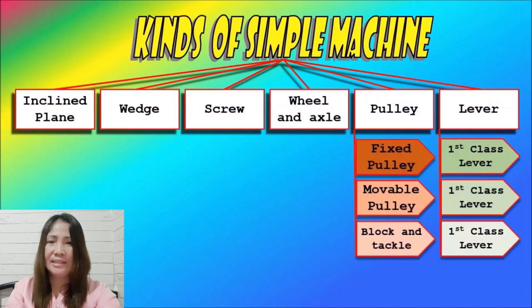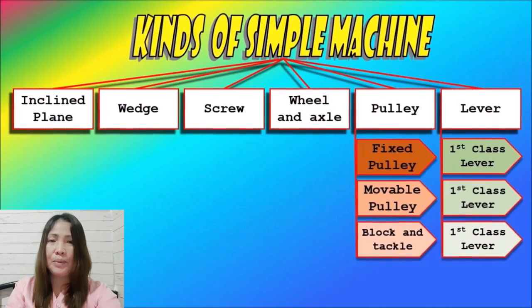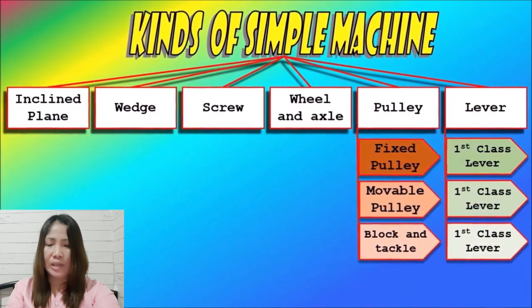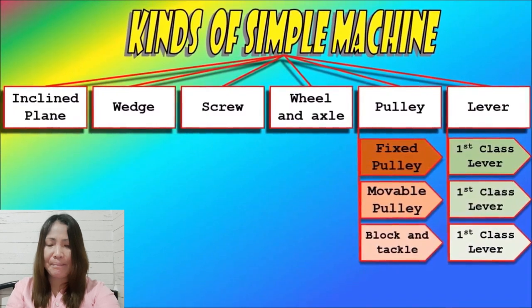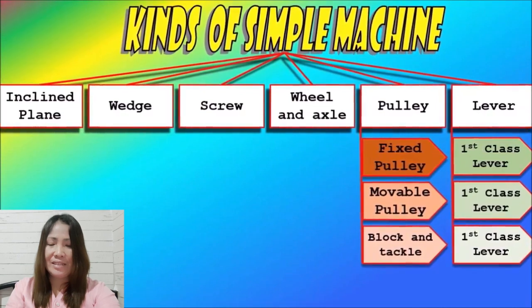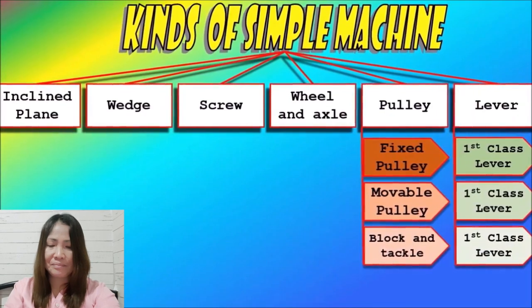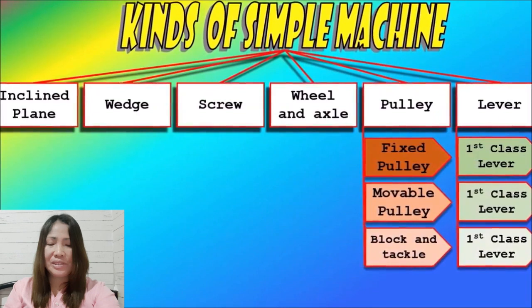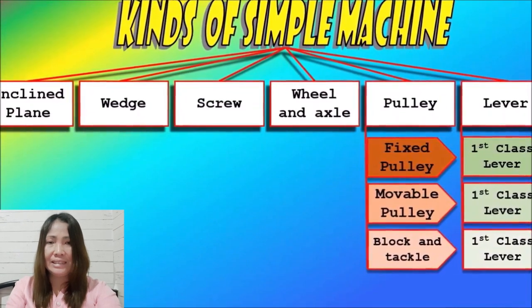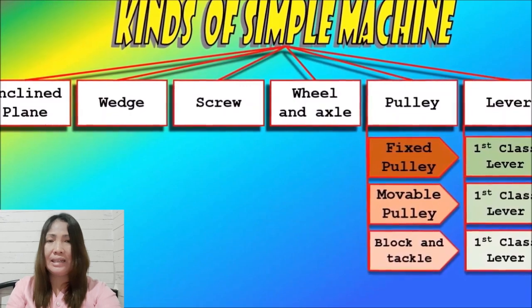For the summary of our lesson, here are the kinds of simple machine: inclined plane, wedge, screw, wheel and axle, pulley, which has three kinds: the fixed pulley, movable pulley, block and tackle, and the last one we have lever. Lever has also three kinds. We have the first class lever, the second class lever, and the third class lever.